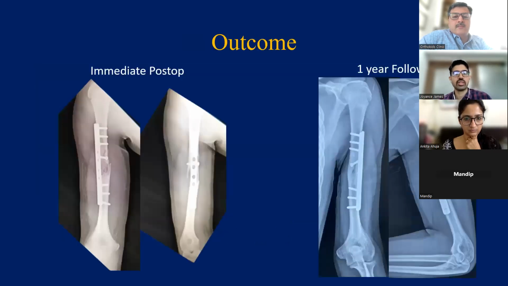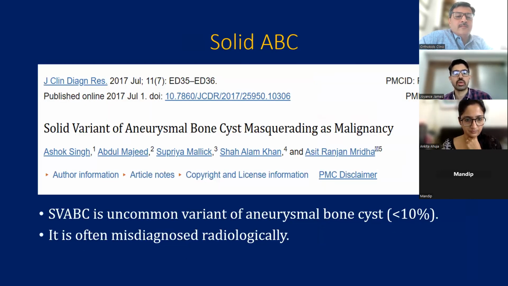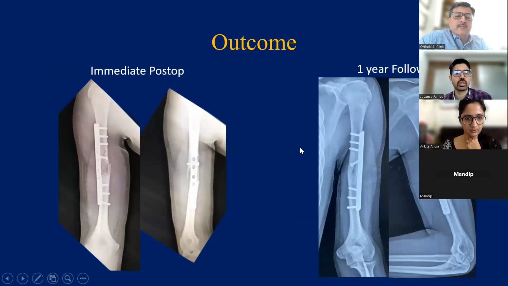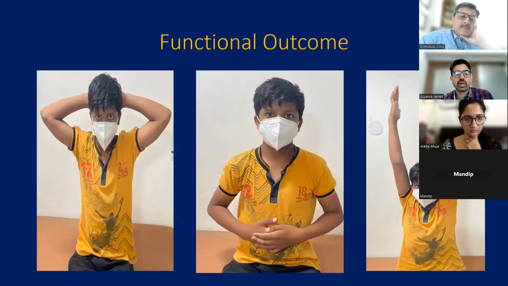So we decided to proceed further, and we did an extended curettage. We removed a cortical bone window, did an extended curettage, and then we fixed back the window with a screw, and then we used a plate as a neutralizing plate. This is the immediate post-op, and this is the 1 year follow-up of the same boy. And this is his functional outcome. And then he later underwent implant removal.